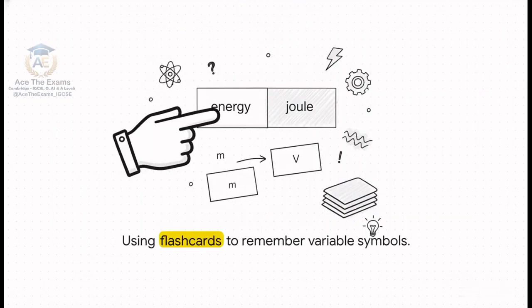Because this shorthand is so essential, you absolutely must memorize the symbols for each variable. Most variables in physics are represented by single letters. And honestly, I highly recommend making flashcards to master them. On one side, put the variable energy and its symbol capital E. On the other side, put its unit joule and the symbol capital J.